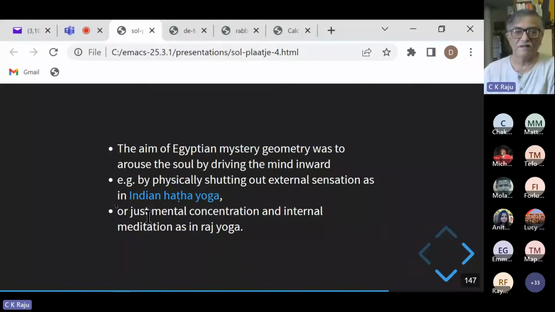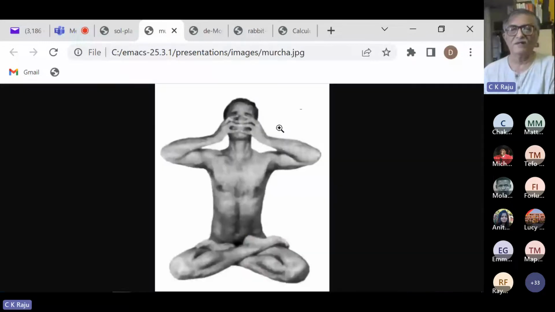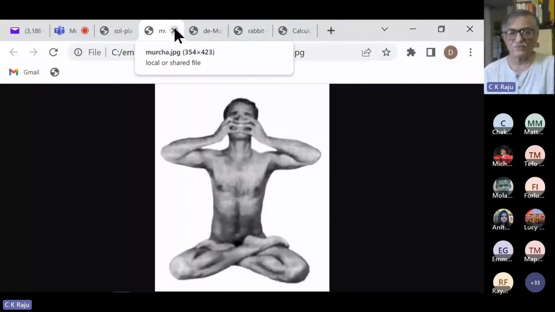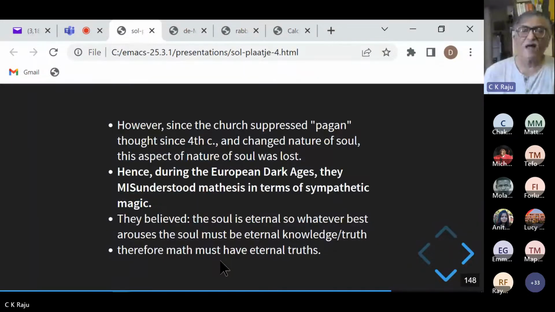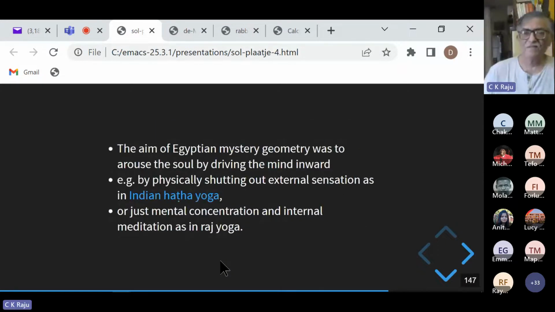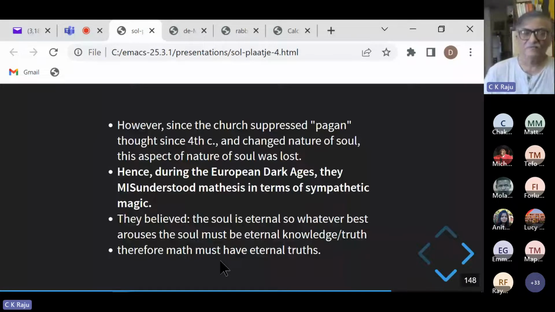So, for example, in Indian Hatha Yoga, you shut out all external influences. Close your eyes, close your ears. That is in Hatha Yoga; in Raj Yoga, you can just concentrate, using meditation to drive your mind inwards. That's the whole idea. But the church suppressed pagan thoughts in the 4th century quite violently. And it changed the nature of soul. That's in the book that I've written. And therefore, this aspect of the nature of soul was lost.